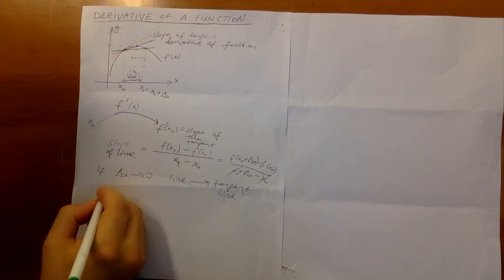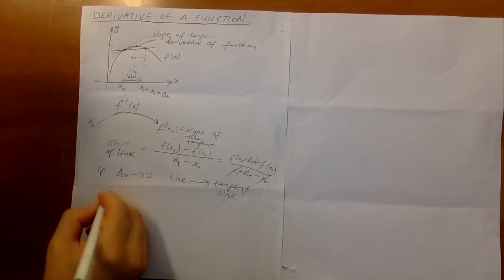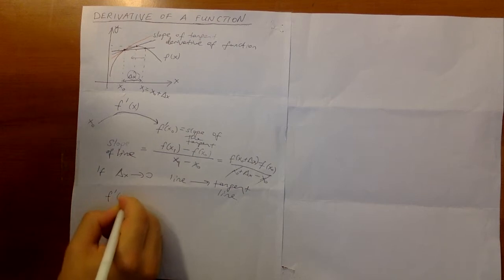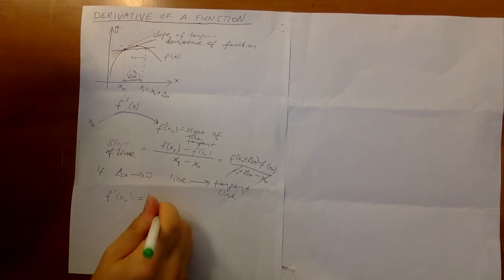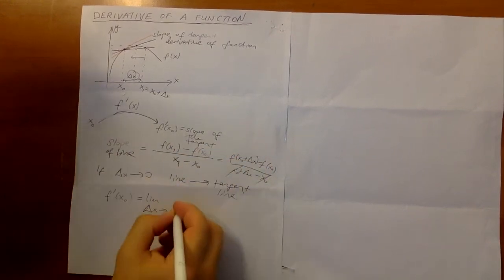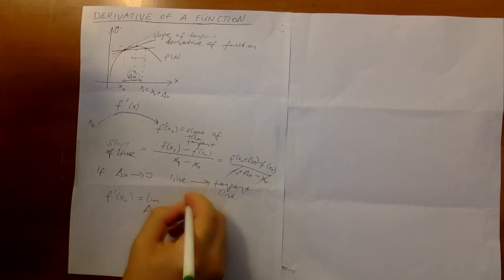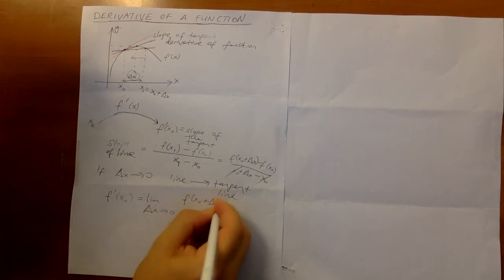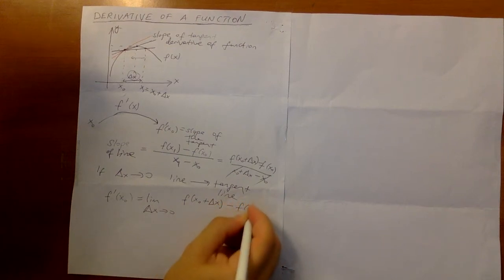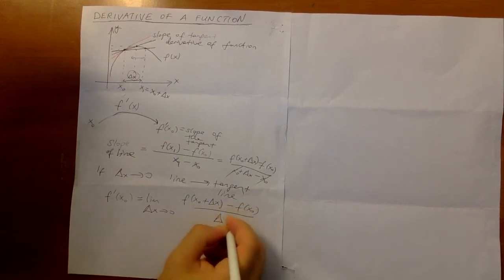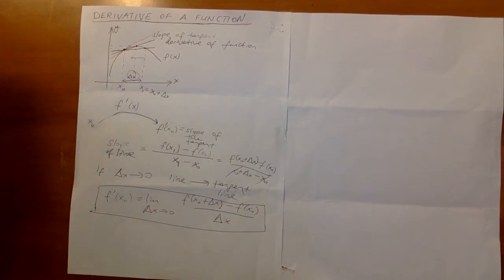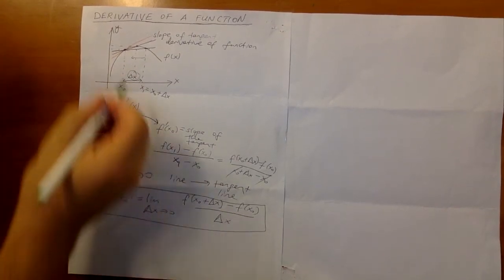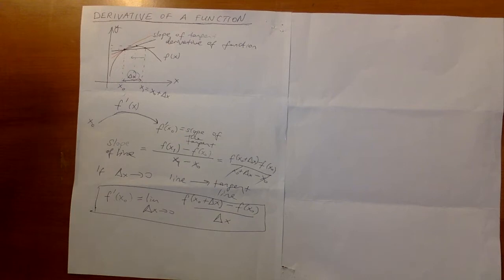So the derivative of f at x equal to x0 is going to be the limit as delta x goes to 0 of this expression: f of x0 plus delta x minus f of x0, divided by delta x. So this is the definition of the derivative, and it's basically nothing but the slope of the tangent line to this curve. Let me give you an example.